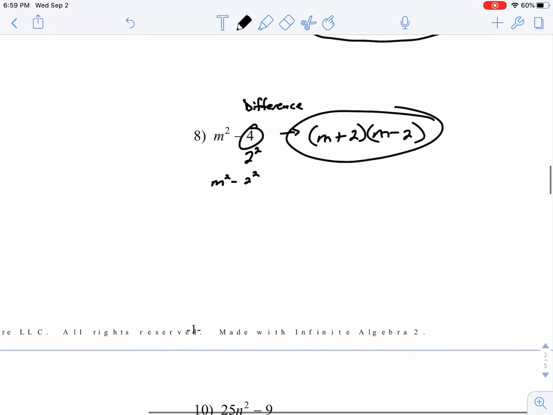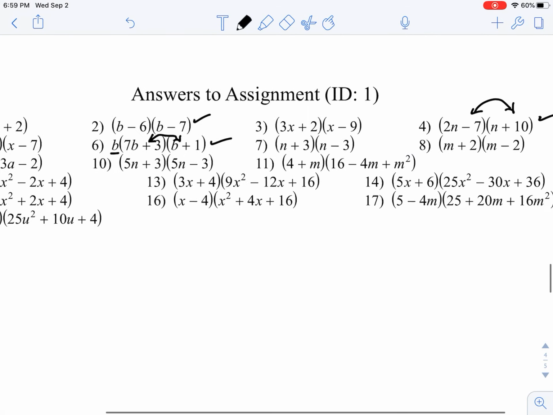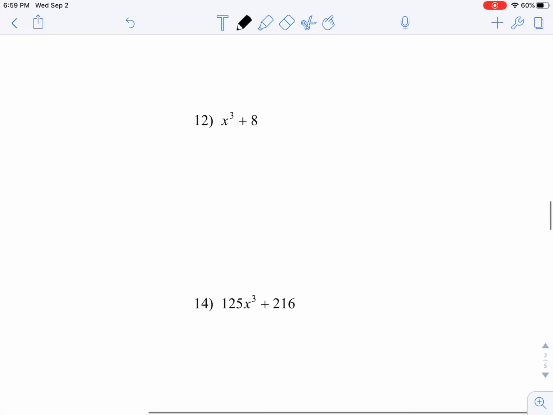Let's go ahead and check that, because this is what you should be doing when you're doing your homework as well. And there it is: m plus 2, m minus 2.